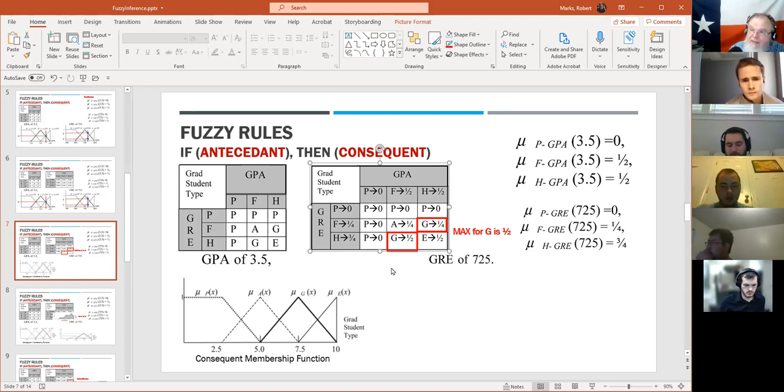So we need to define membership functions for the consequent of poor, average, good, and excellent. What I've done here at the bottom left is graph out what might be, for example, the membership functions for poor, average, good, and excellent. And what's going to be our x-axis? What are we measuring? Well, we're measuring on a scale of 1 to 10 whether the student would be a good graduate student. So that's going to be my scale.